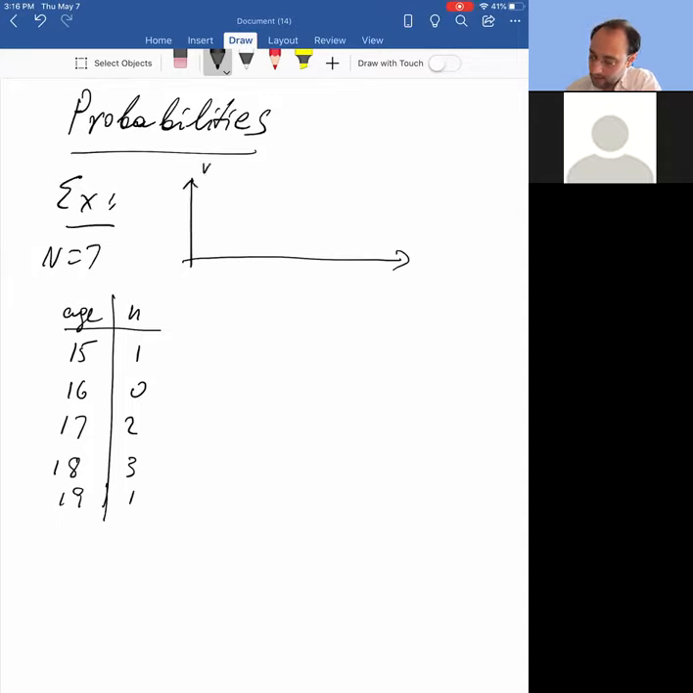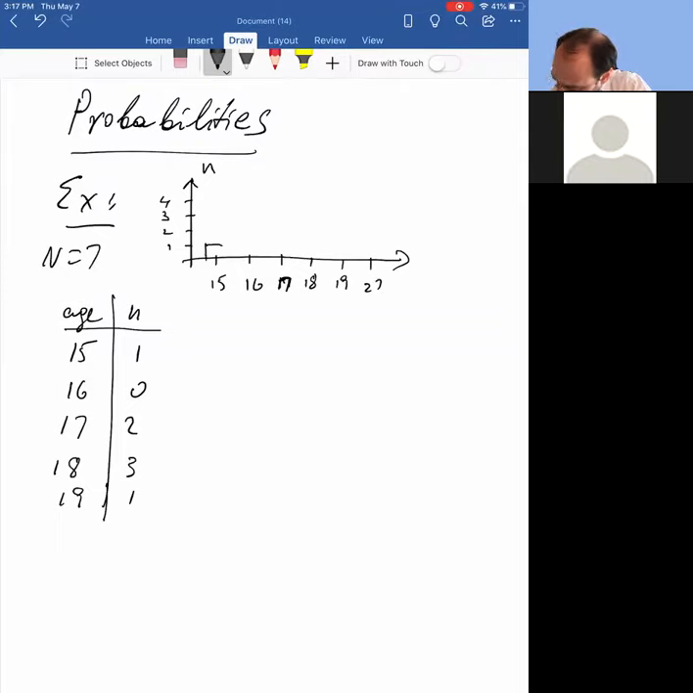Okay, so this is what I'm going to plot. I'm going to plot the histogram of ages. There's 1, 2, 3, 4. And here's 15, 16, 17, 18, 19, 20. And let me draw the histogram.